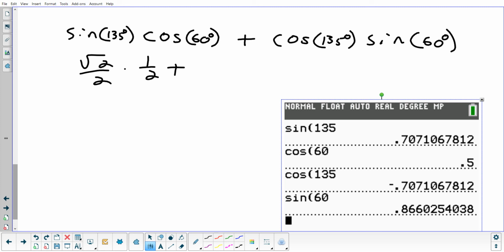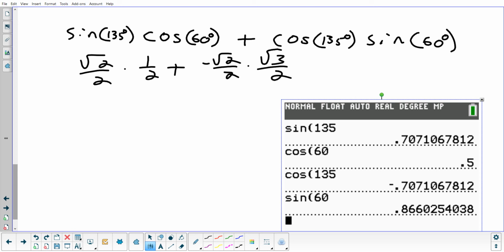Yeah, Ethan? Negative square root of 2 over 2. That's the negative square root of 2 over 2. Yep. And the last one, how about cosine of 60? Yep. Square root of 3 over 2. Square root of 3 over 2.